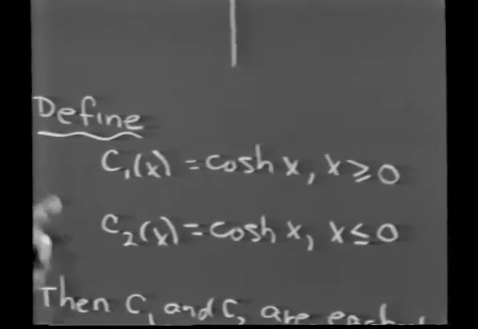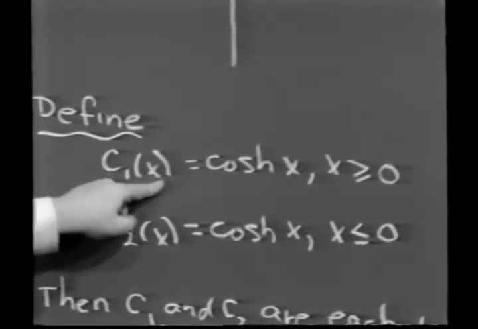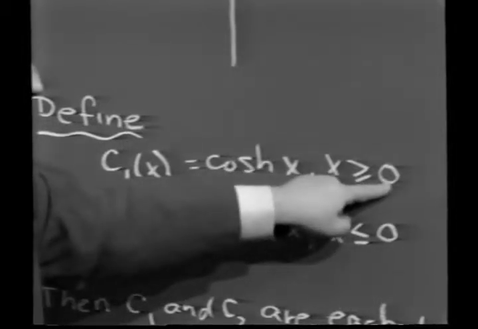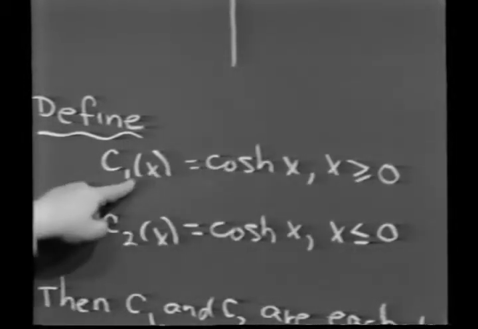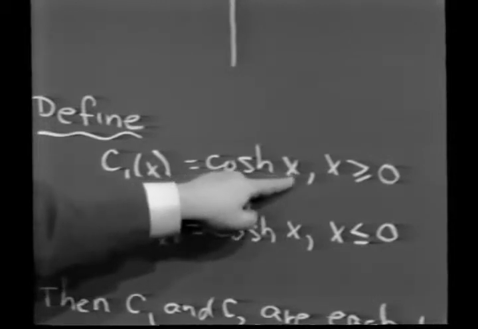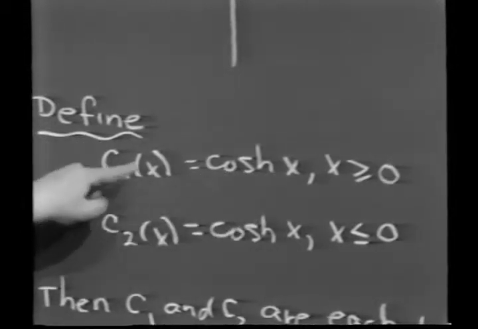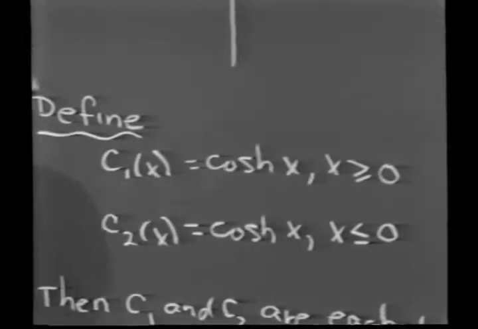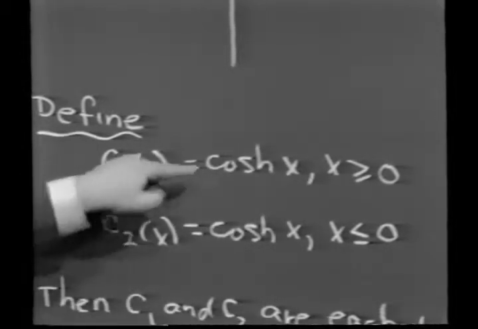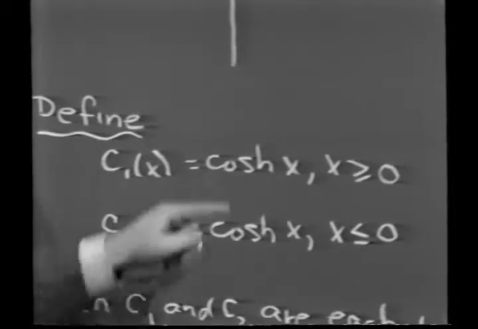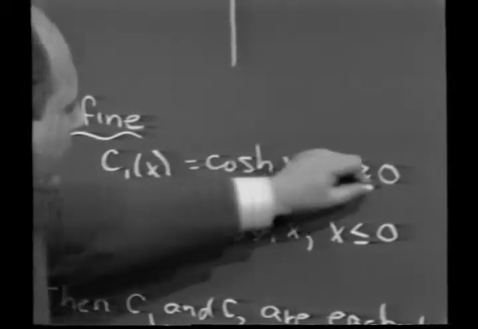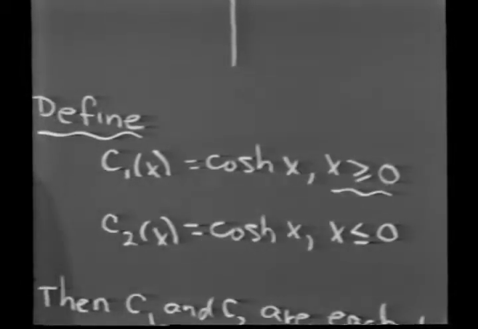Let's say this: define c sub 1 of x to be cosh x, provided that x is at least as big as 0. Again, I mentioned this with the circular functions. Let me reinforce this again. To define a function, it's not enough to tell the rule. You must also tell the domain. Notice that c1 is not the same as cosh, because the domain of cosh is all real numbers. The domain of c1 is just the non-negative reals.